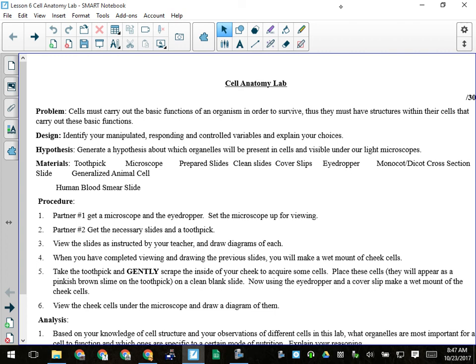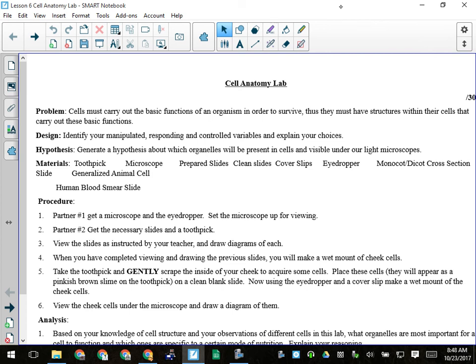So yes, for our manipulated variable, we are looking at cells from different types of organisms. They're all eukaryotic, that's important, but they are all from different organisms. The problem here is about carrying out basic functions and having certain structures. I would say that probably has something to do with your responding variable, because your responding variable is always what we're looking for. We're looking at cells from different organisms. What are we hoping to see in there? Well, that was a rhetorical question.